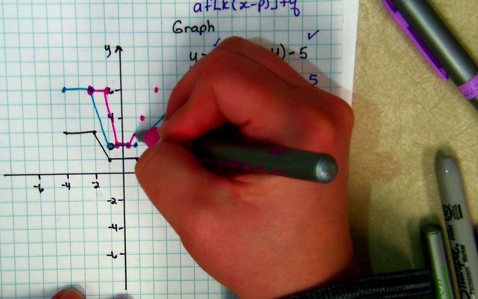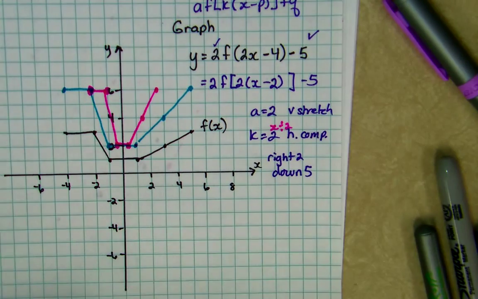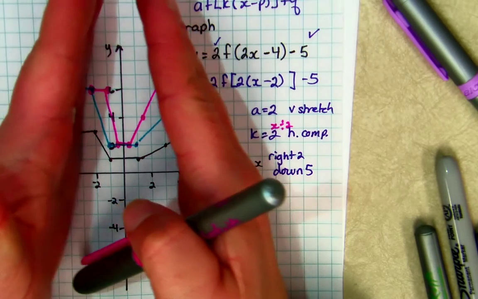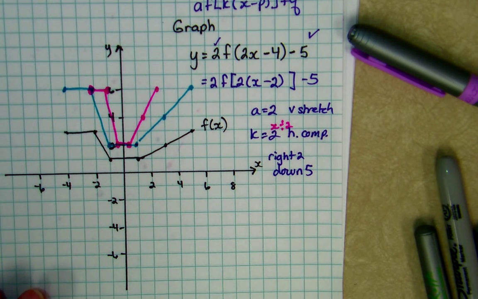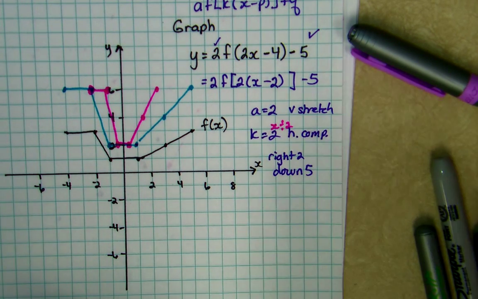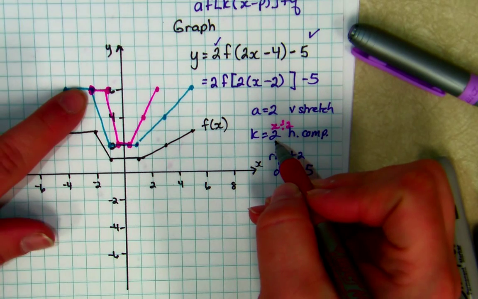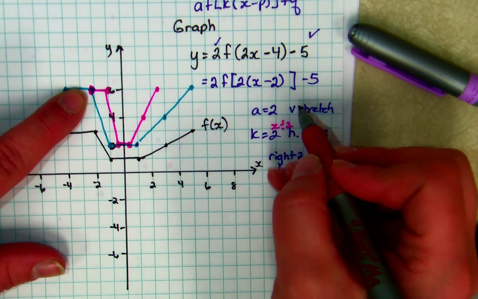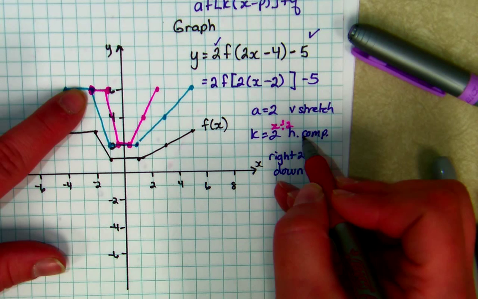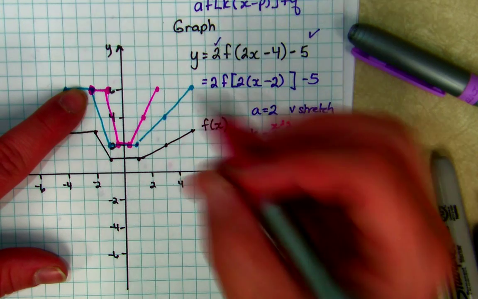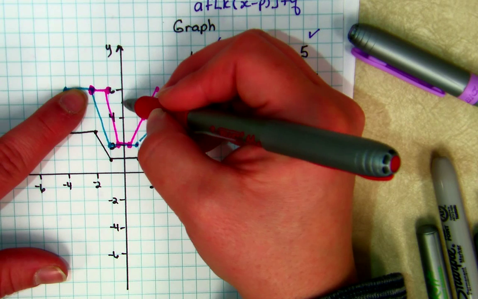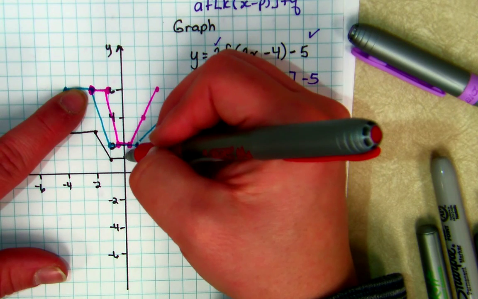So I still have that vertically stretched out shape, but now it's been horizontally compressed or squished in. Now the good news is you can do p and q together at the end. So now I'm going to take each of my pink dots, because the pink represents first vertically stretched, then horizontally compressed, and now I'm going to go right 2, down 5. So 1, 2, 1, 2, 3, 4, 5.